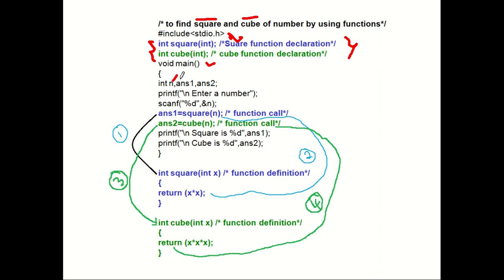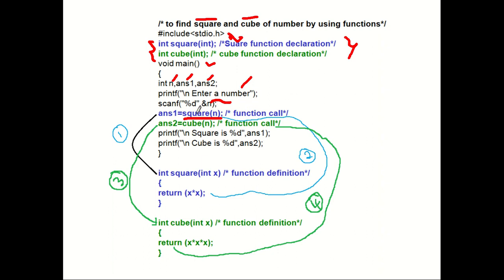Here we have taken variable n. ans1 will hold the square result, and ans2 will hold the cube result. First we ask the user to enter the number. Whatever number is entered by the user is stored in variable n. Next we are calling a function: we are calling function square by passing n, right?